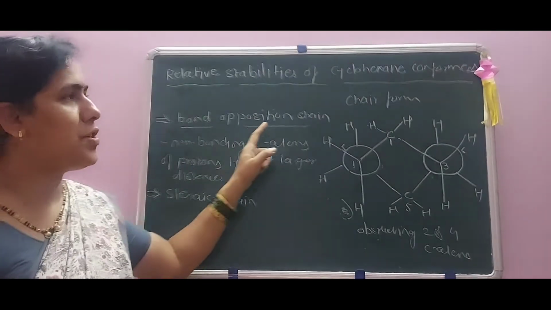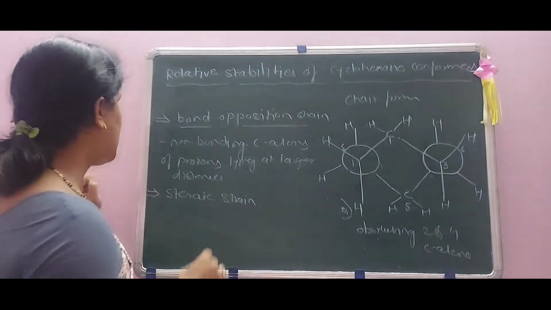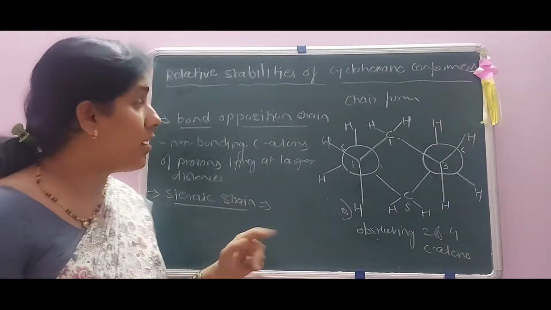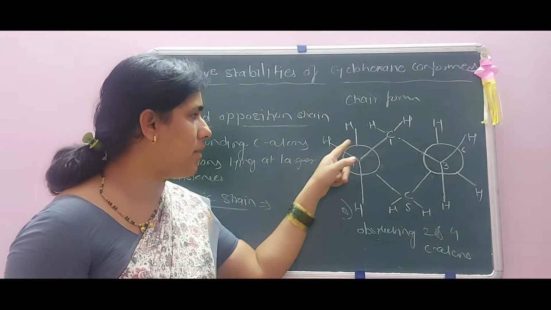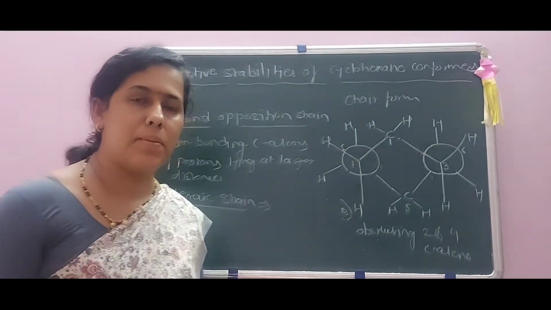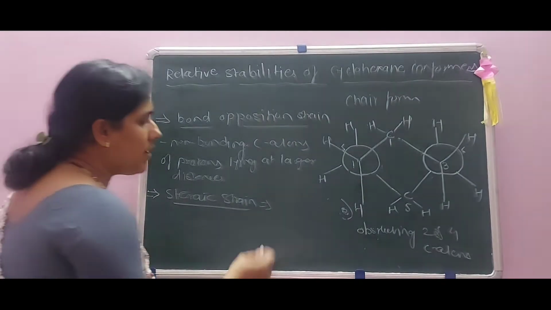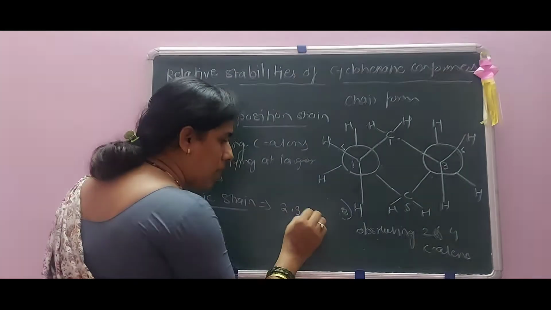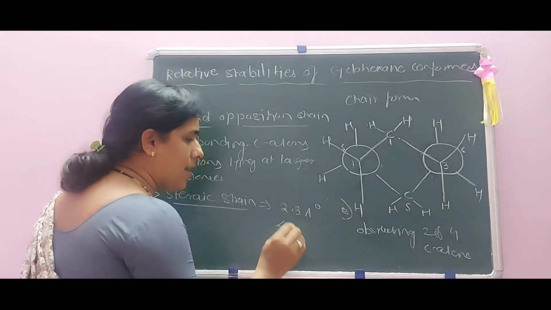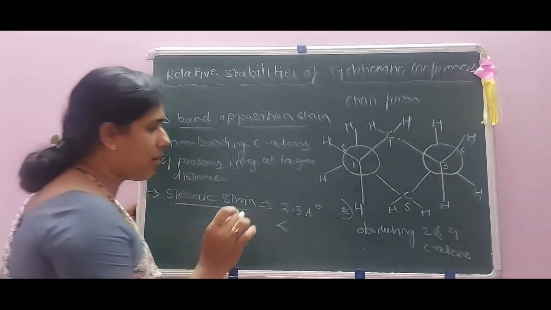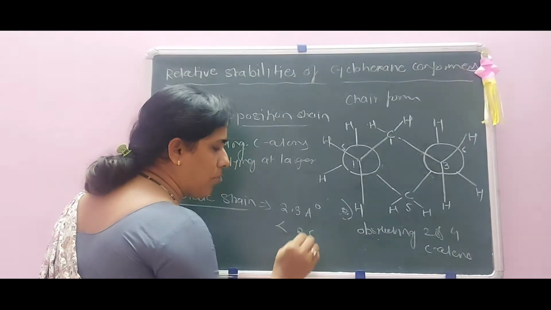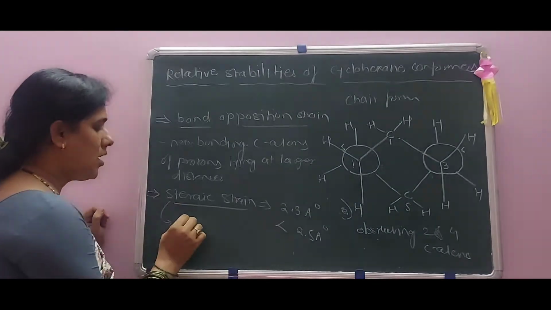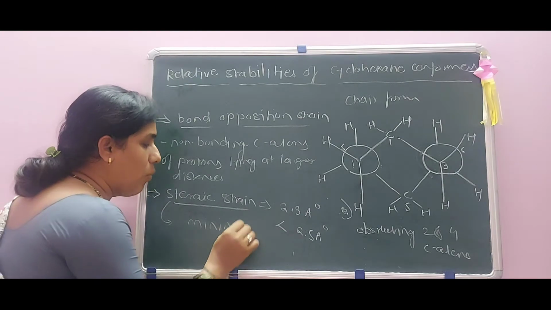Therefore, bond opposition strain is minimum. As far as steric strain is considered here, due to the neighboring H atoms, whatever may be the distance between neighboring hydrogen atoms of an eclipse as well as a front carbon atom is as little as 2.3 angstrom, which is less than the sum of the van der Waals radii, that is equal to 2.5 angstroms here. Therefore, steric strain is also minimum here.